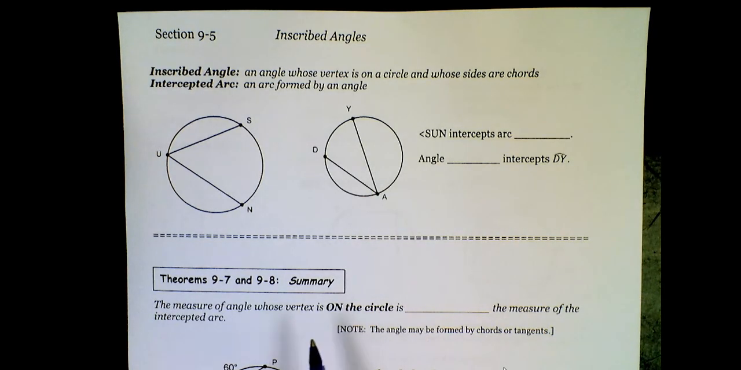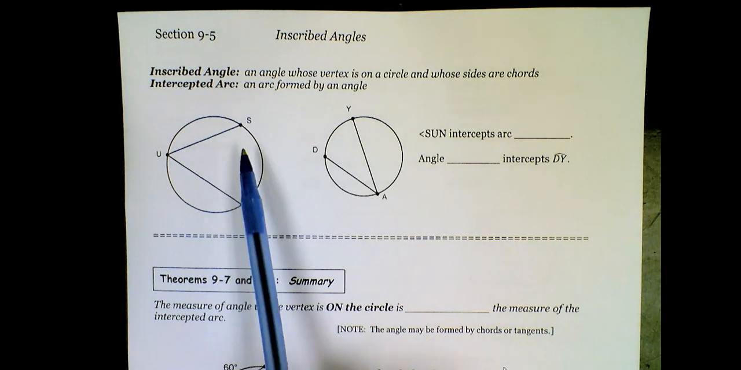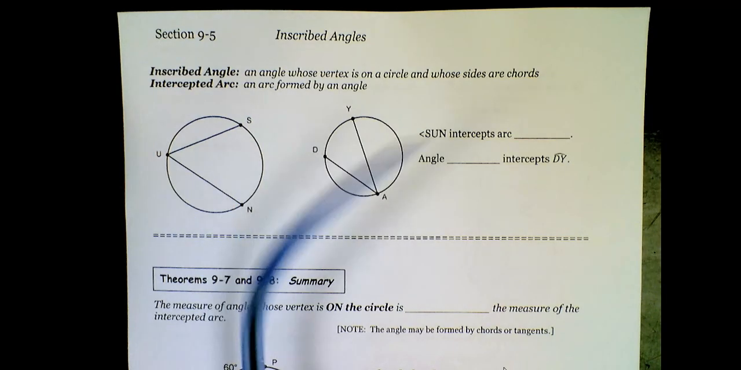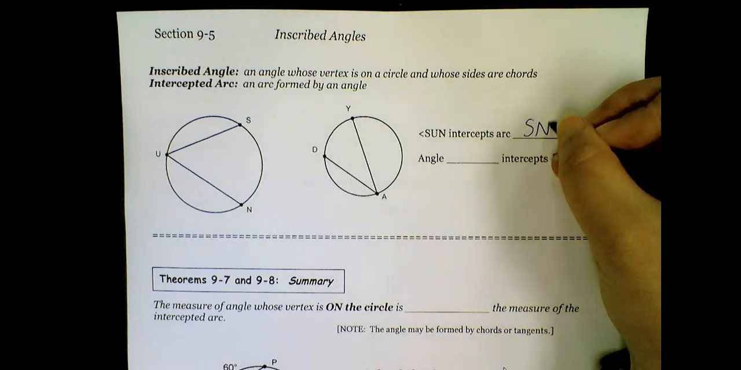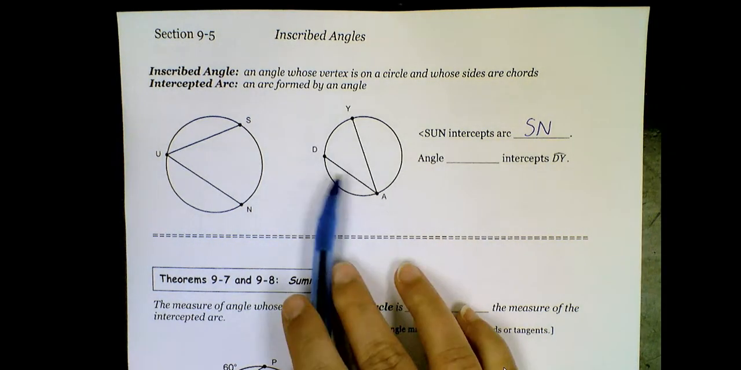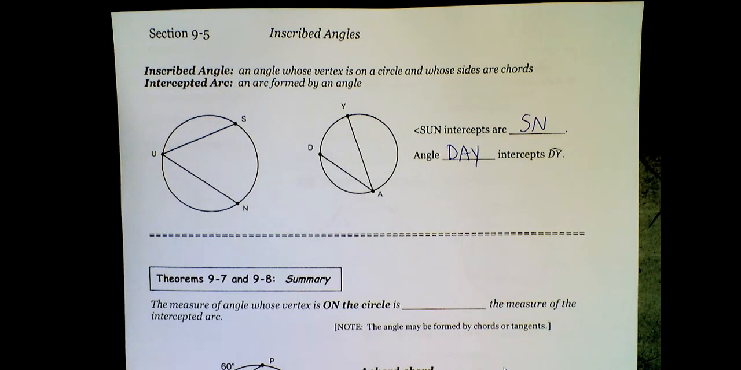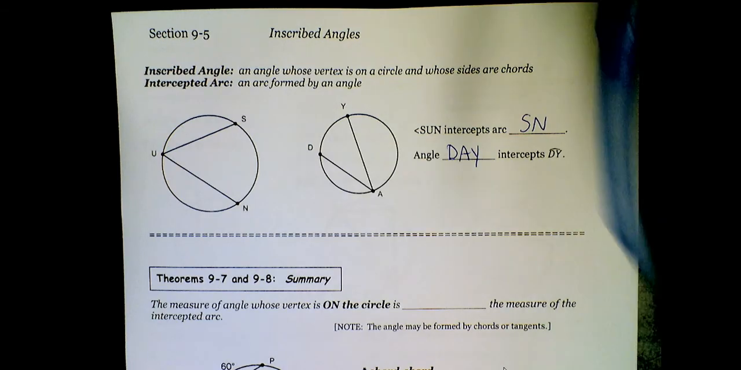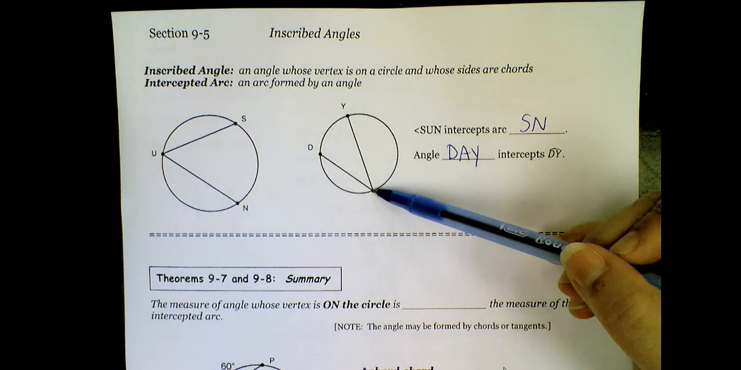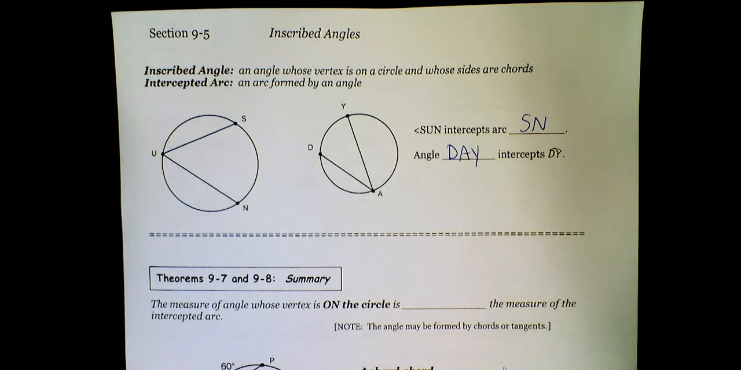An intercepted arc is the arc that is formed by the angle. So angle SUN intercepts arc SN, and angle DAY intercepts arc DY. Unlike central angles, these inscribed angles have their vertex on the circle and not in the center.